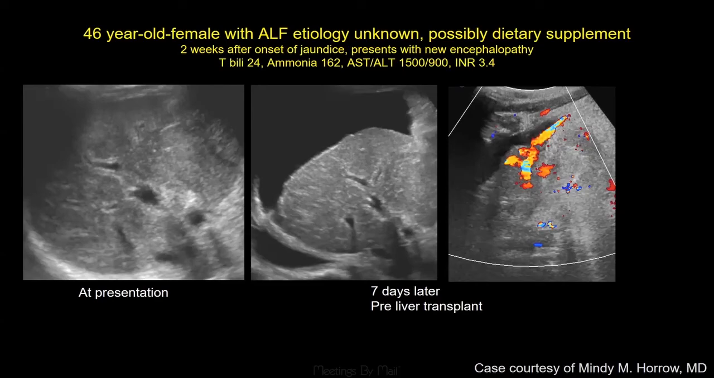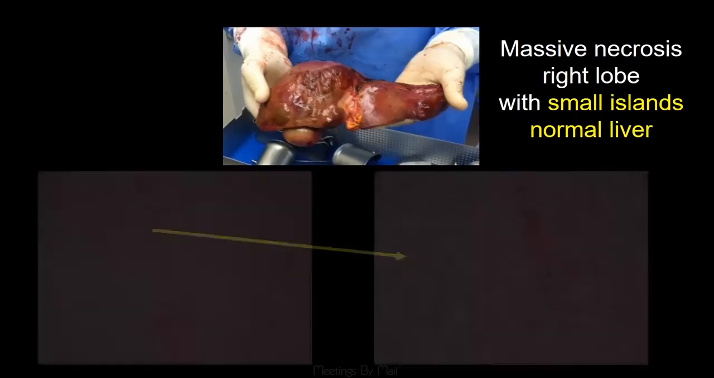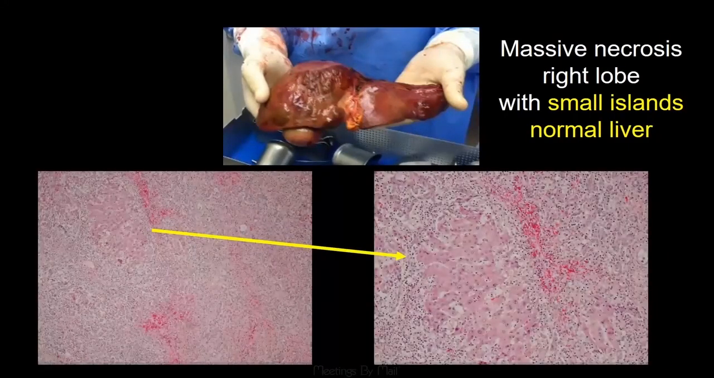So this patient went on to get a liver transplant, and at histology, the patient had massive necrosis of the right lobe with small islands of normal liver. So here's a magnified histology slide, and the arrows pointing to this island of normal liver.